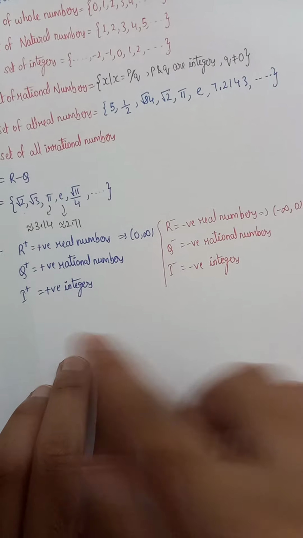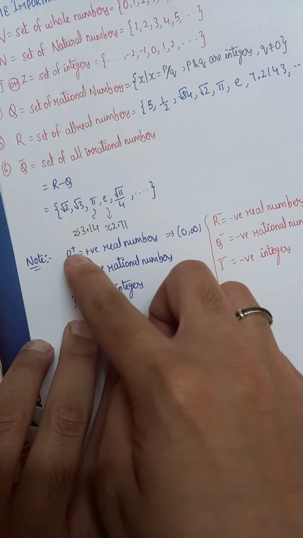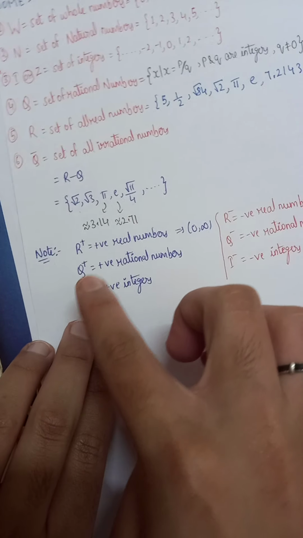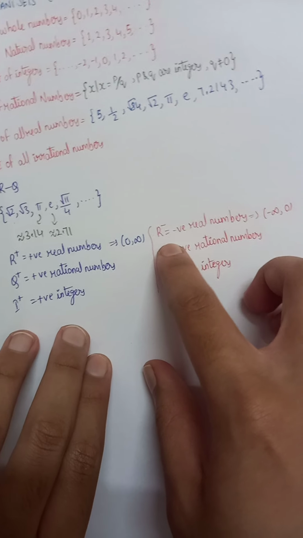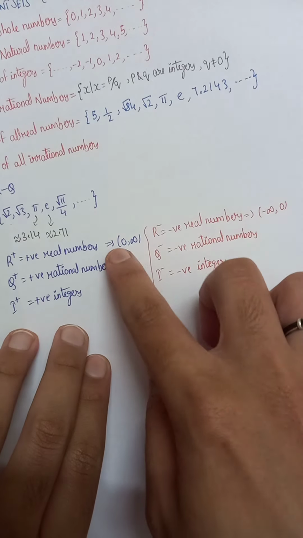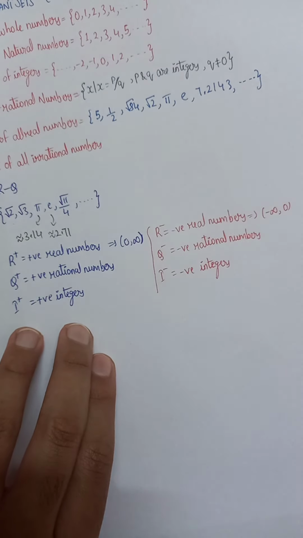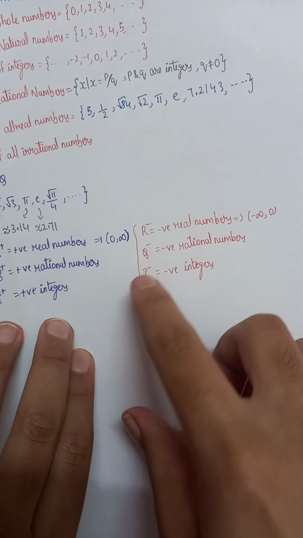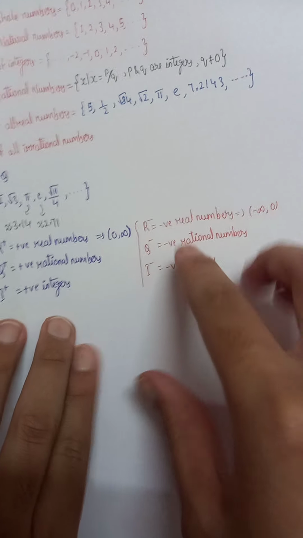Another note here: R with a plus on top means positive real numbers, that is 0 to infinity. Q plus means positive rational numbers, and I plus means positive integers. And R minus means negative real numbers, that is from minus infinity to 0, where minus infinity and 0 are both not included. That's why I put open brackets, not close brackets. Q minus means negative rational numbers, and I minus means negative integers.